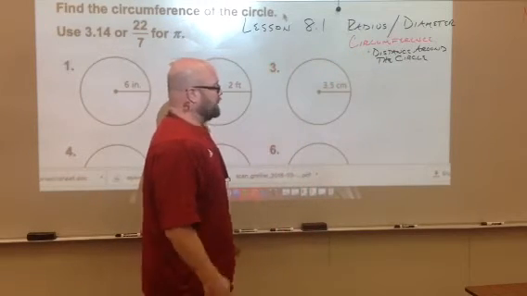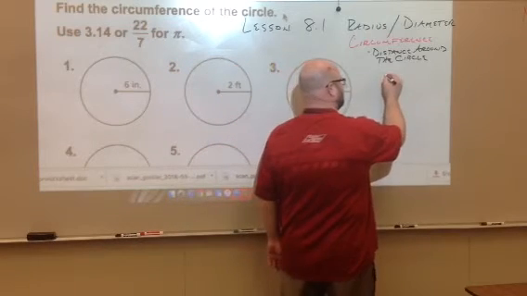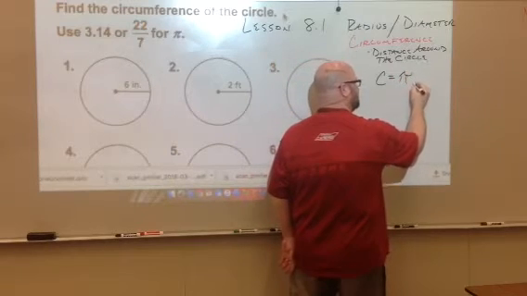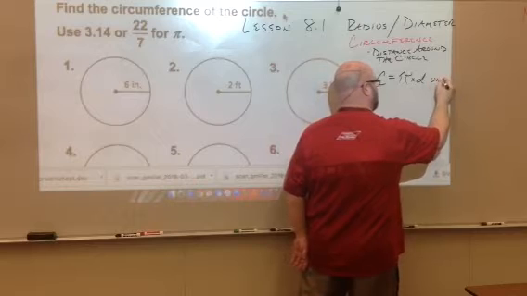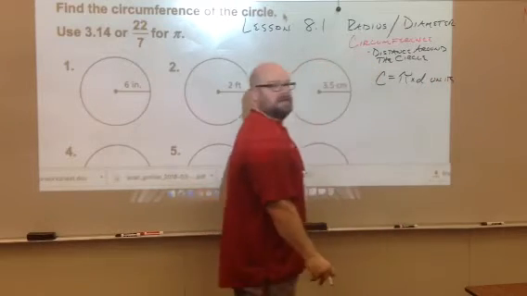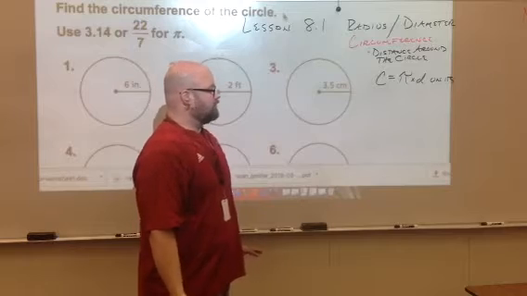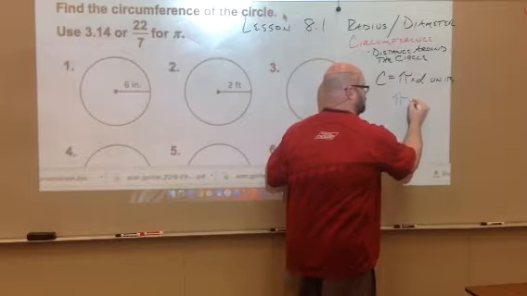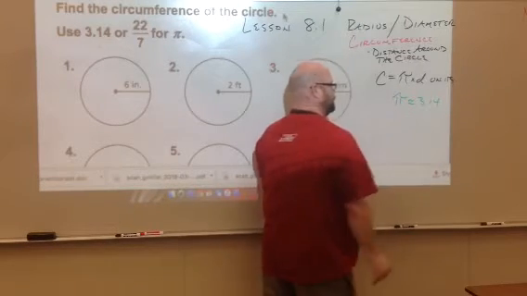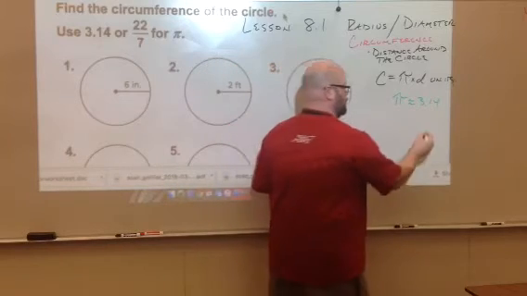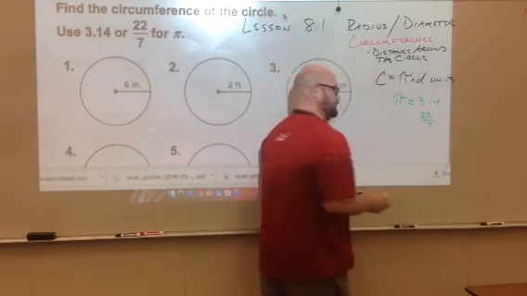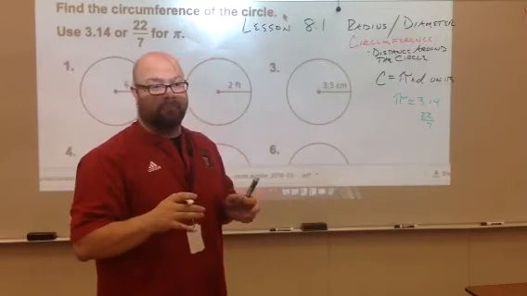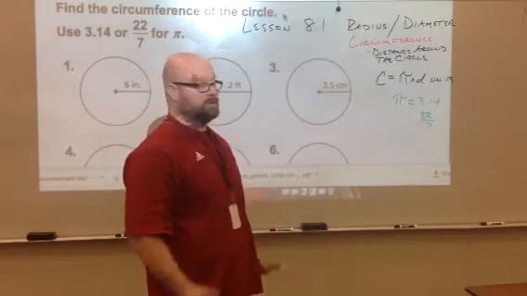To find circumference, a couple things we need to know. Our formula is C, circumference, equals pi times diameter, and then we end it with whatever units we have. A couple things we need to know for pi. Pi is approximately 3.14, or we can use the fraction 22/7. As we go through our examples, I'm going to explain how we know which one to use.